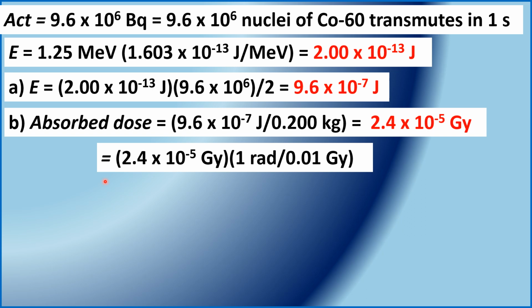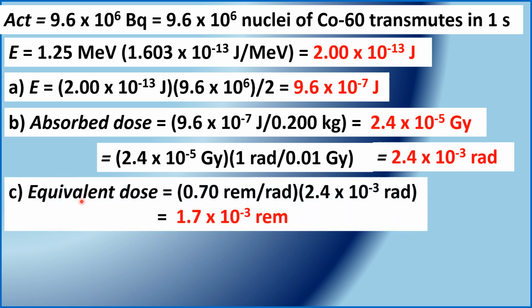And then we want to also express this in the unit rad. So we just convert gray to rad using the conversion factor that in 1 rad there is 0.01 gray. All right. So doing our math, we will get as the absorbed dose expressed in rad equal to 2.4 raised to the negative 3 rad.